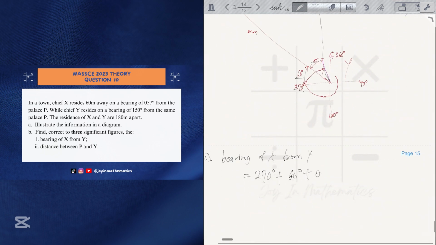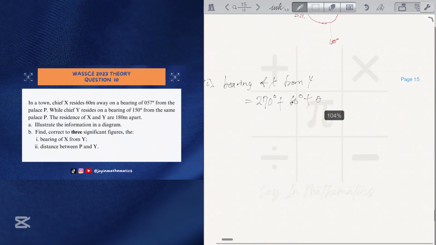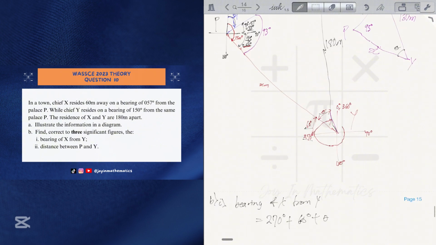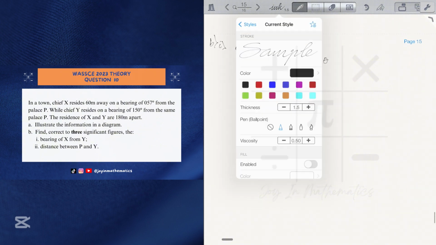Now, how do we evaluate theta? This means we are going to apply the sine rule here. Now, let us apply the sine rule. Applying the sine rule, let's refresh our mind on it.